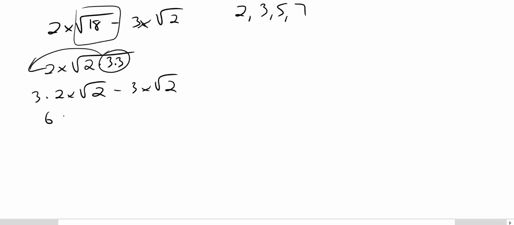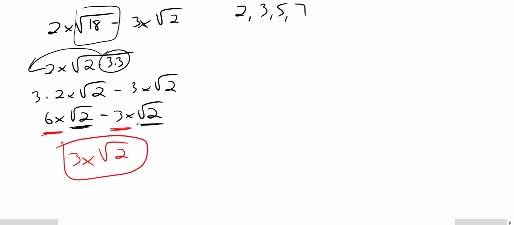So this gives me 6x square root of 2 minus 3x square root of 2. So I can combine these together now. If these are the same, guys, what you want to do is just look at this and say, 6x minus 3x. That's 3x square root of 2. That's your answer. All right, so let's do a little crazier square roots now.